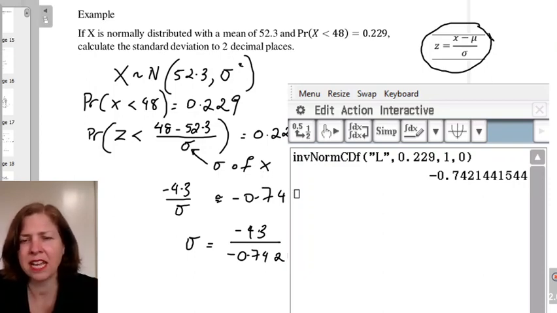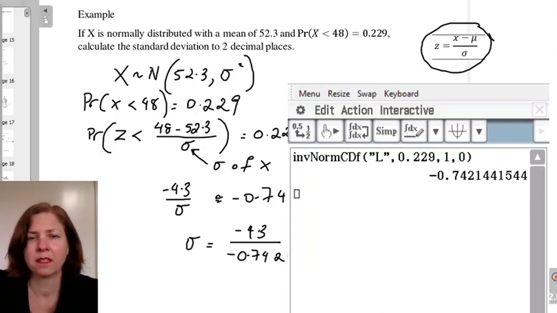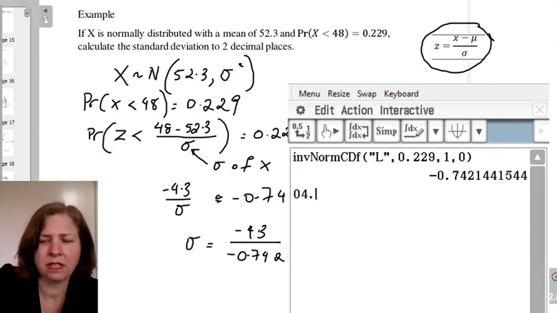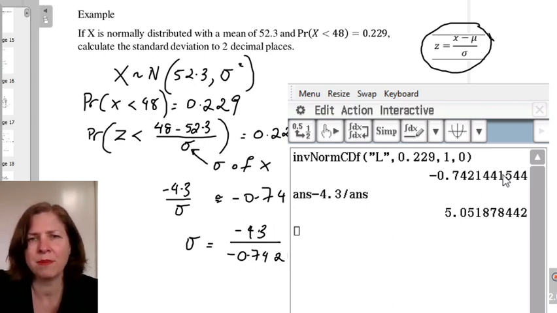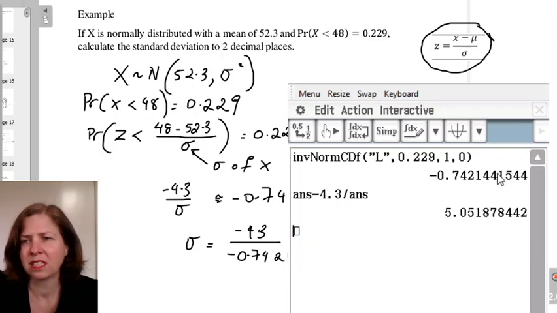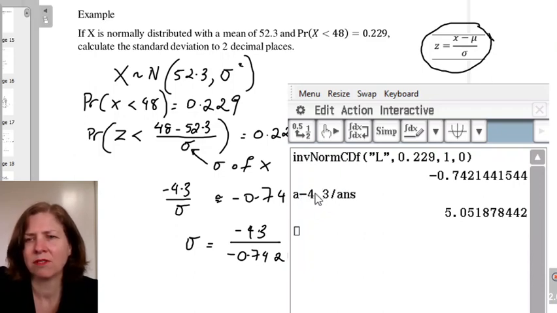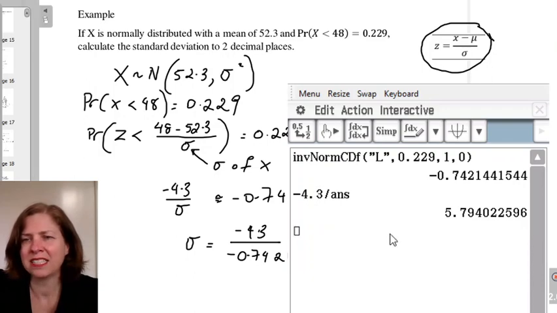So I just put that into my calculator, negative 4.3 divided by the answer that I already have. I'm just going to my keyboard and pressing answer. So instead of copying that down, I just use the answer I just found. How many decimal places do I need? 2. Negative 4.3 divided by the answer is 5.79 to 2 decimal places.